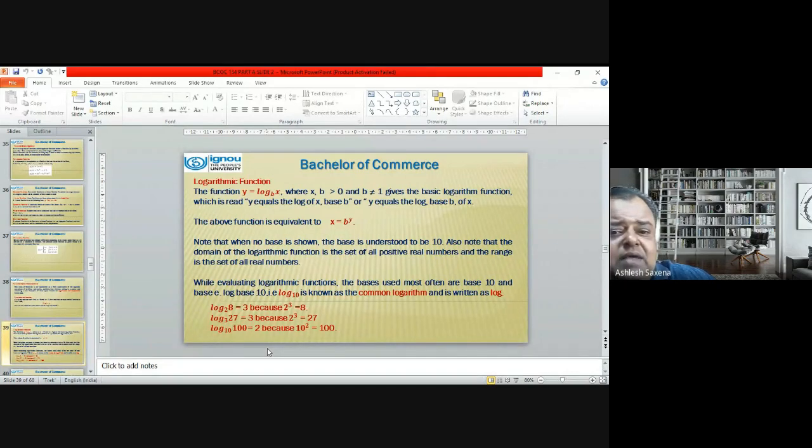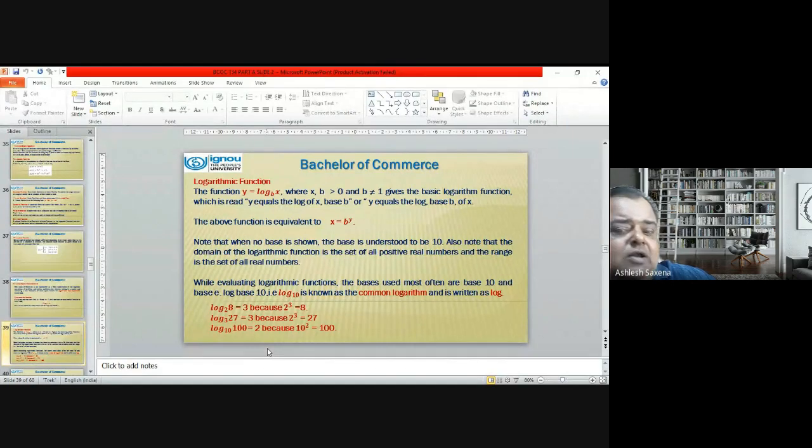Note that when no base is shown, it is understood that it is to the base of 10. Also note that the domain of the logarithmic function is the set of all positive real numbers, and the range is the set of all real numbers. We cannot evaluate log of minus 2.